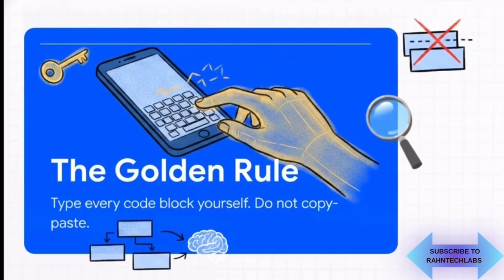And that naturally leads us to the absolute golden rule of this entire mobile workflow. Type every single code block yourself. Do not copy-paste, I know it's tempting, but true learning, especially when you are just starting out, happens through the physical act of typing the characters on that mobile keyboard. It forces you to read and understand every single line, and it builds essential muscle memory.